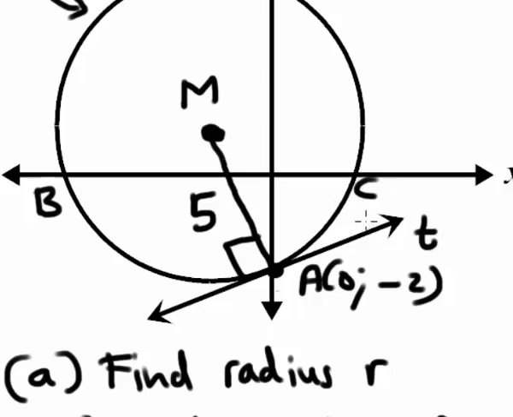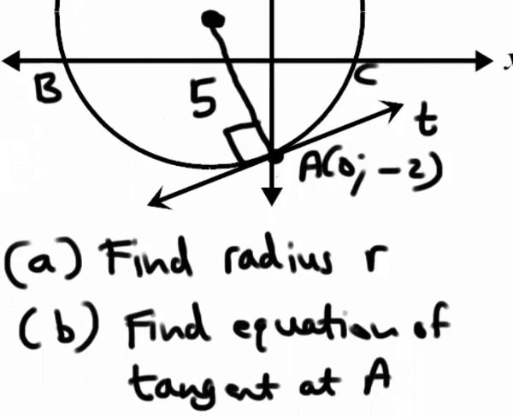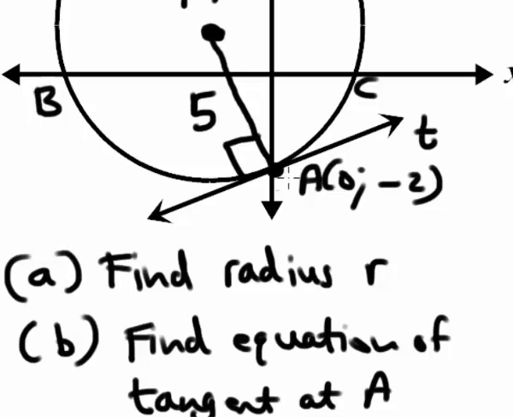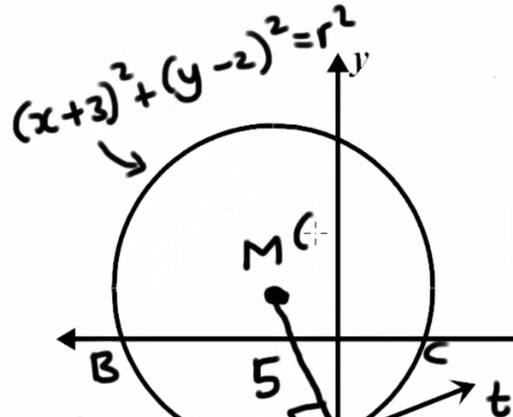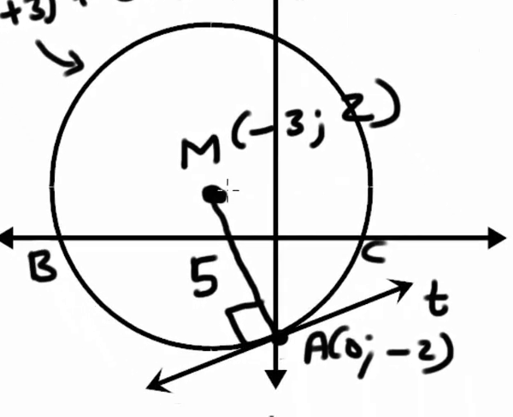Great. Okay. The next question is find the equation of the tangent. Well, what is the center? The center is easy. The center is (-3, 2), from the equation there. We've got the radius. So all we have to do is we've got m and a. We can get the gradient of the radius and hence the gradient of the tangent.